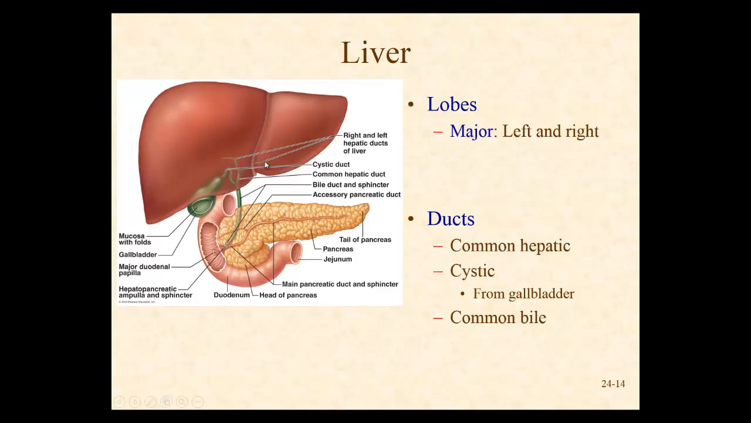So we have the different hepatic ducts that drain the bile that's made from the liver, bringing it to the duodenum via the common bile duct. And then also there's a small duct coming from the gallbladder, which is called the cystic duct. That too brings stored bile to the duodenum when we eat a fatty meal.